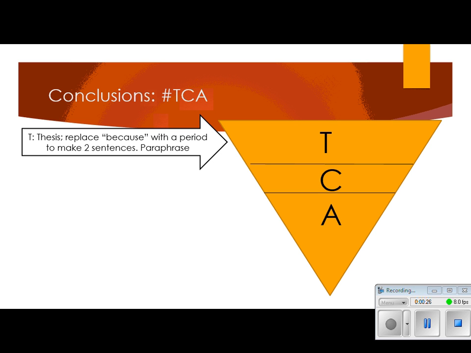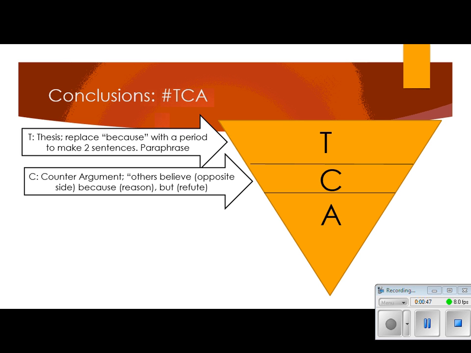Of course, the T stands for the thesis statement. Remember, in your conclusion, you're going to replace the word because from your original thesis statement with a period. That makes two sentences, and then you're going to paraphrase it, changing around maybe some nouns or pronouns or even verbs so that you have the same idea, even in the same order, but it just sounds a little bit different. Now, the second part of our conclusion, the C, is our counter argument.